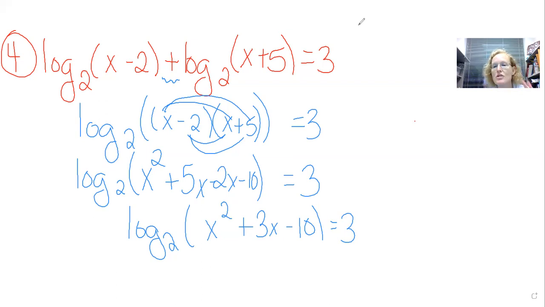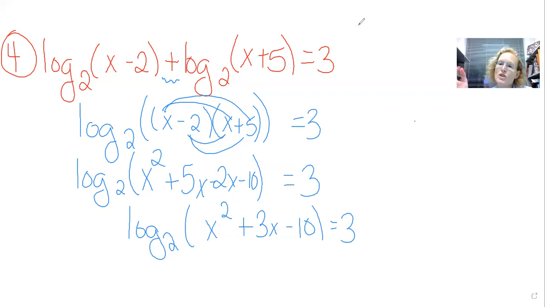So what you have done so far is taken these 2 logs and combined them according to their rules. Since they were separated with a plus, we multiplied, and then you've simplified that. We went ahead and FOILed it out and combined our like terms. Now you'll notice you have 1 log on the left-hand side. You do not have a log on the right-hand side, so you cannot cancel those 2 things out.